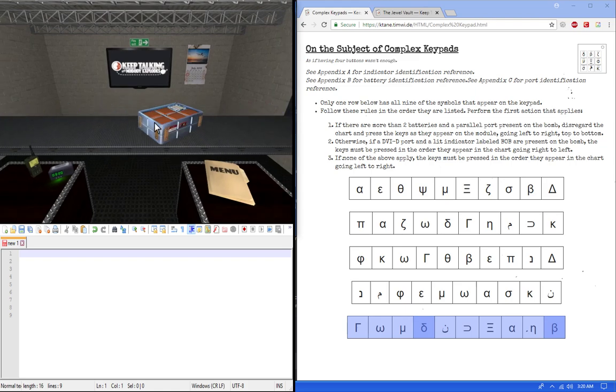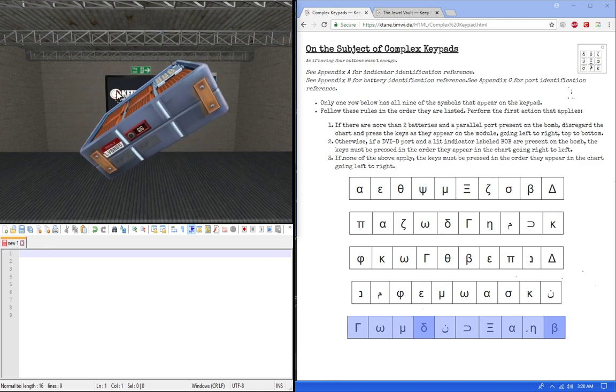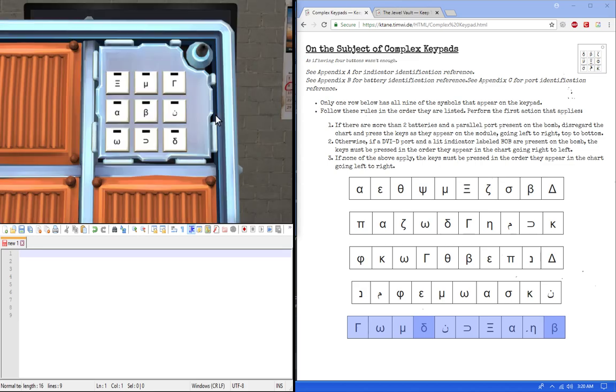We'll do one more example here. We'll move on. Okay, parallel ports, there's DVI, no Bob, and no batteries. So we're going left to right here. So we got 3 lines. Mu. Here. And here's, as always, upside down L. As you can see here, this time I used 3 instead of just 2.